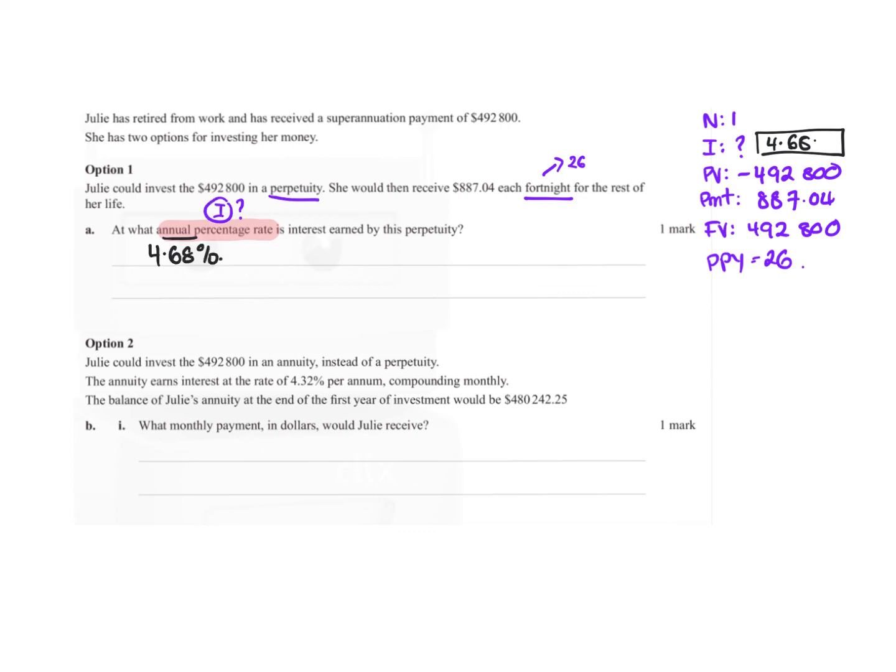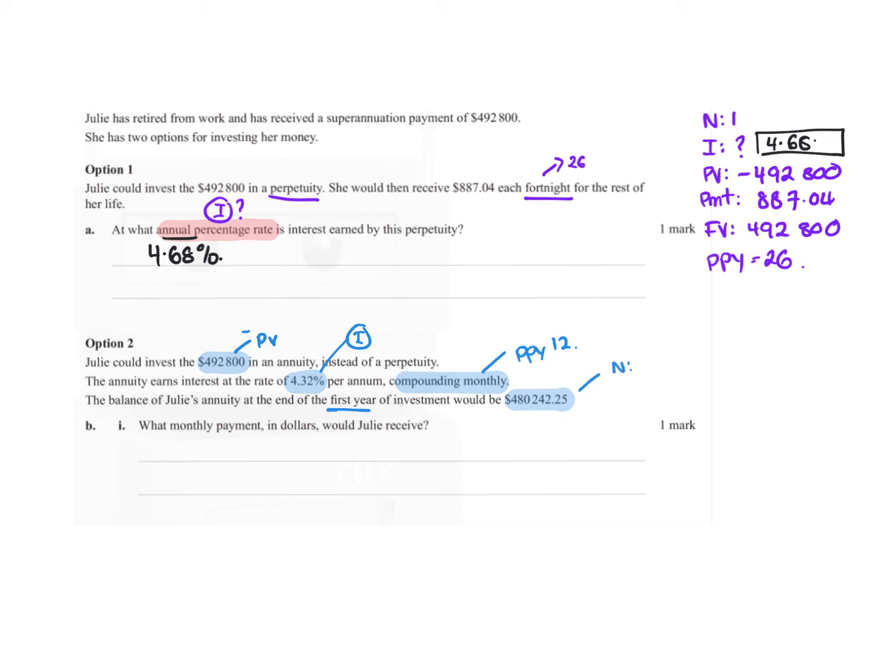Julie could invest the money in an annuity instead of a perpetuity. The annuity earns 4.2% compounding monthly, and the balance of Julie's annuity at the end of the first year would be this. What are the monthly payments? So what we have to look at is a few things. So this is obviously PV, and it'd be negative because it's investing. This is the I, and compounding monthly PPY is 12. Now they've also given us the thing, they said at the end of the first year.